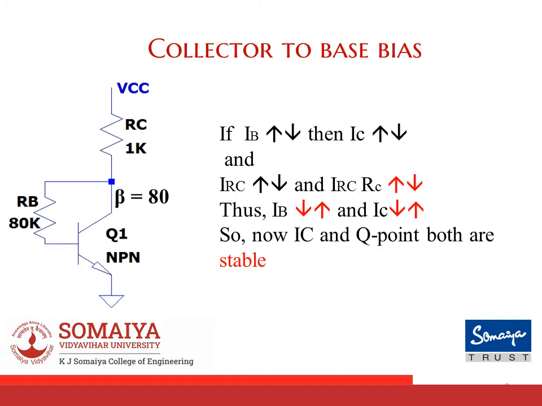But at the same time, you will have voltage drop across RC increasing, which will result in reducing the current IB, and thus any positive or negative variation in IB will be compensated by the drop across RC, and hence the IC will also be compensated. Therefore, collector to base bias also provides you with stable IC and Q point.